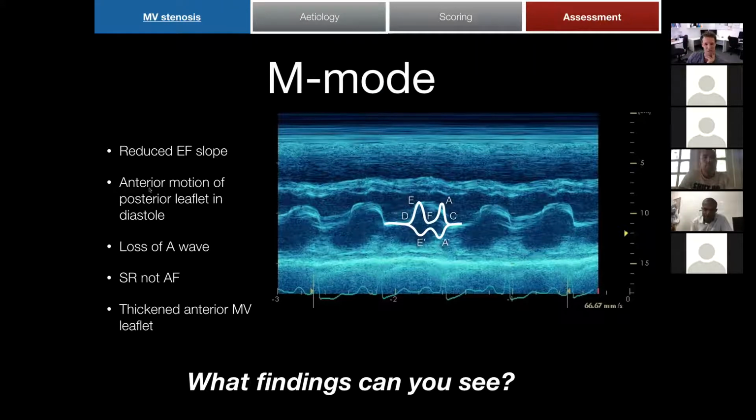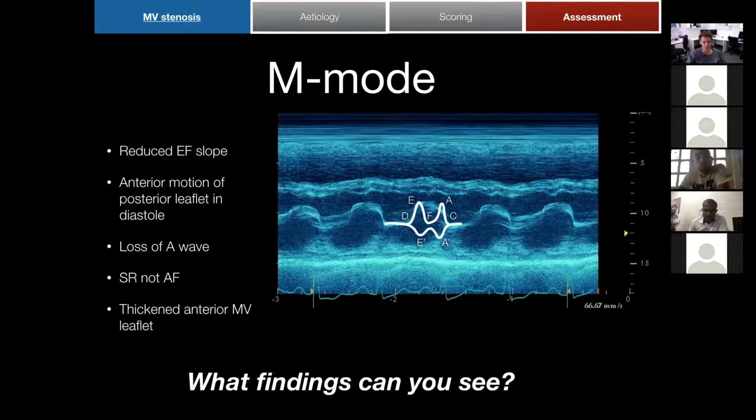The next thing we can talk about, it doesn't come up very well in here, is you can get a bit of anterior motion of the posterior leaflet that sometimes you see, sort of bowing in. Again, that's a thickened, immobile leaflet that's got the caudal thickening, so it doesn't move very much. We don't have an A wave, so you've got loss of the A wave because the leaflets are so thickened and sort of held out and don't move nicely. You can see atrial fibrillation. Don't forget to look at the rhythm underneath.